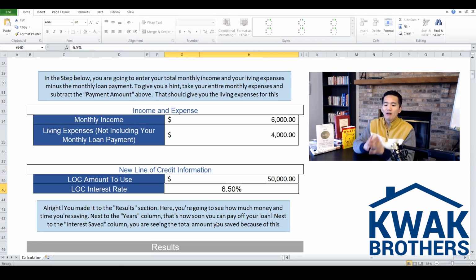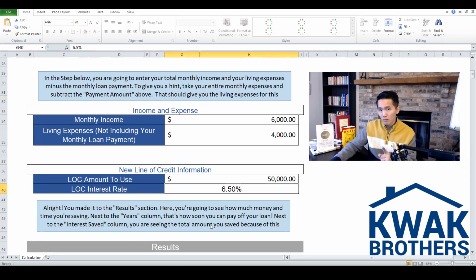Now, the line of credit amount to use is not to be mistaken with the line of credit limit. You may have a $100,000 line of credit limit, but you may choose to use only $50,000 of that. Or you may have a $50,000 line of credit limit, but you may only choose to use $40,000. Does that make sense? So go ahead and put that amount, however much you want to use.